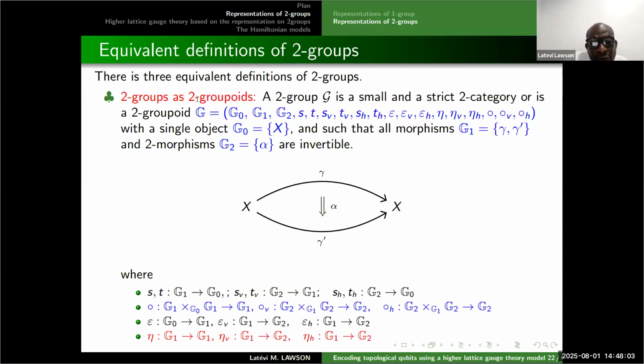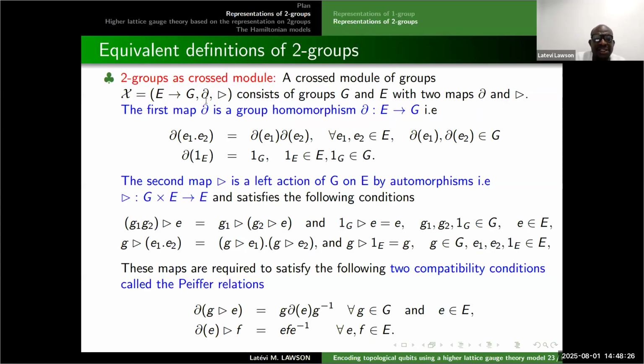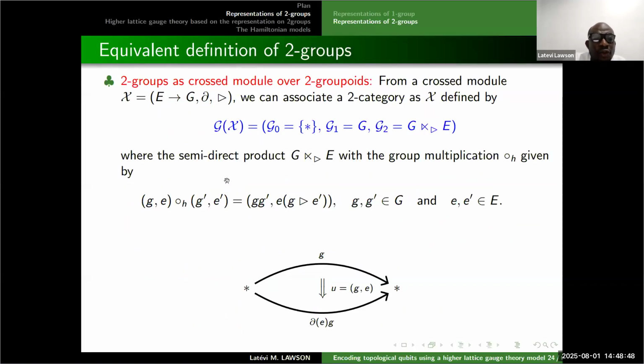Two group can be defined first of all like a two groupoid, where two groupoid is a two category. I don't know if you know more about category theory. It's a two category where all the morphisms, like one morphisms and two morphisms, are bijective. This is the first way to describe the two group. The second way to describe the two group is to look at it like a crossed module. Crossed module is a concept introduced in algebraic topology, where we consider two groups here, and it must satisfy all those properties that are defined. You have two additional maps here, the way I define it. And the third way to define the two group is to look at the crossed module over a two groupoid. This is the three equivalent ways to define the two group.